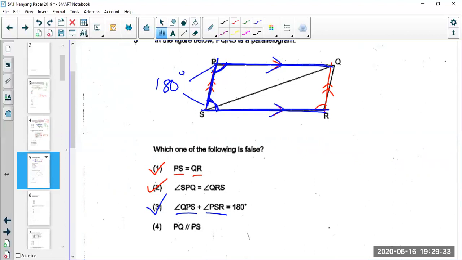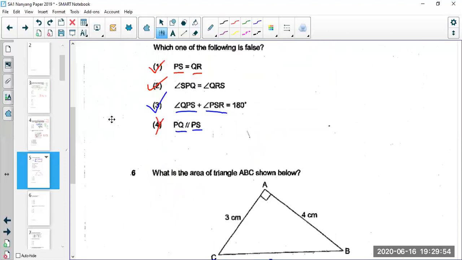Now, is PQ parallel to PS? Where is PQ? PQ is here. Let me use the red color. PQ is here, right? Is it parallel to PS? That's nonsense. That's rubbish already, right? It's not parallel. So the answer is false. So your answer is number 4. You get number 4? Okay, next one.